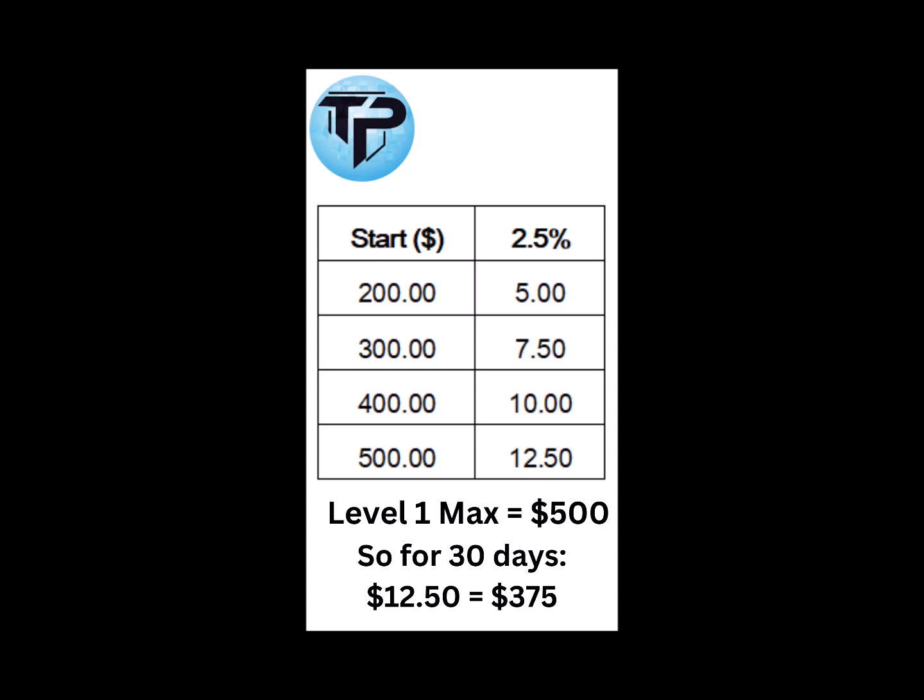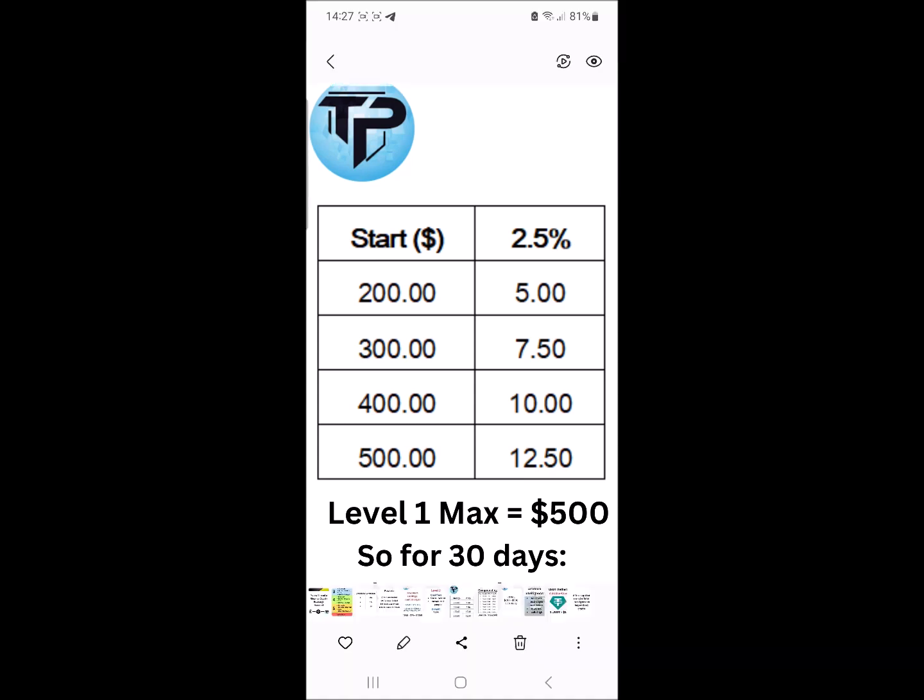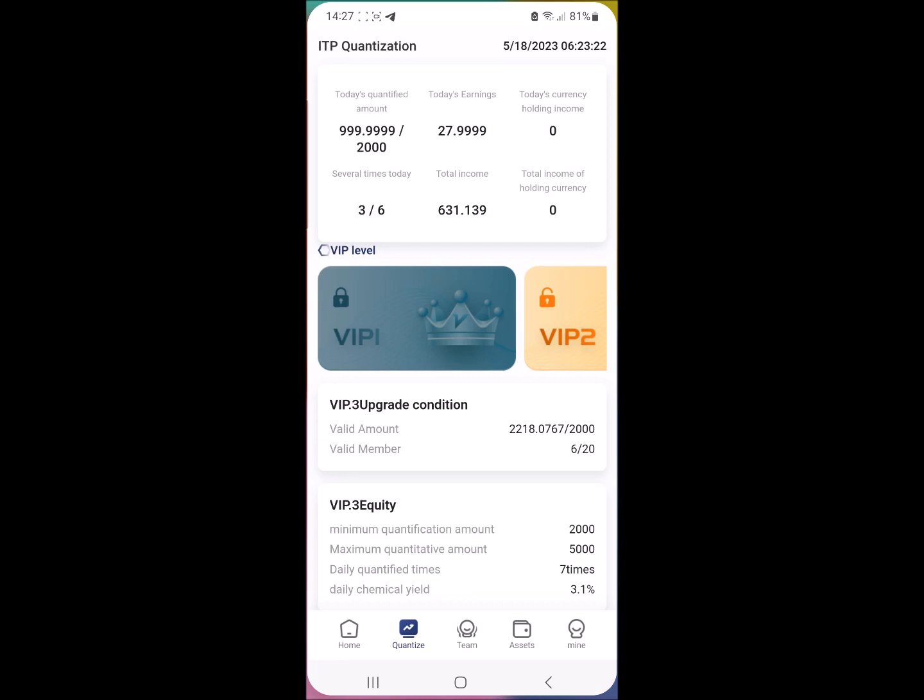Now, for a lot of people, that's going to be life-changing. That's going to be their mortgage paid. That's going to be a holiday paid. That's going to be paying for a new car. Okay, that in itself is life-changing. But there are higher levels we can earn at. But before we look at the higher levels, we'll go back to the app.